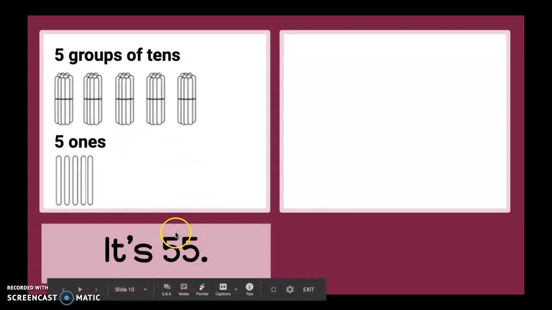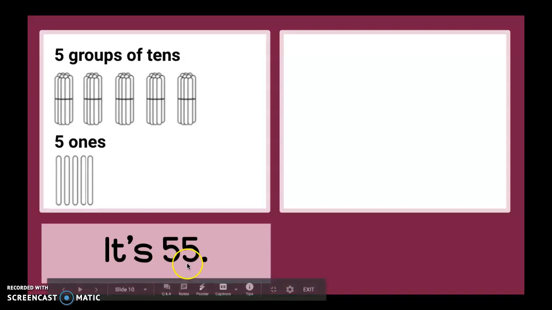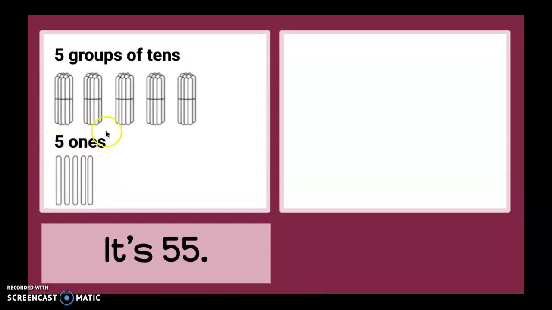Now look at my number 55. It has the same digit in both positions. I have a 5 in the ones place and a 5 in the tens place. But I know that their values are different because of where they are in the number. The 5 in the ones place, its value is only 5. The 5 in the tens place, its value is 50. So my number is 55.